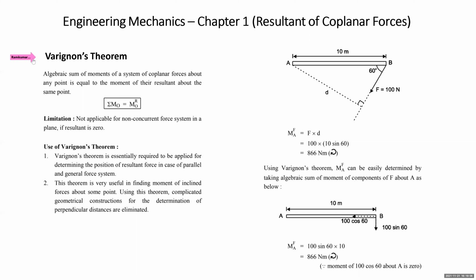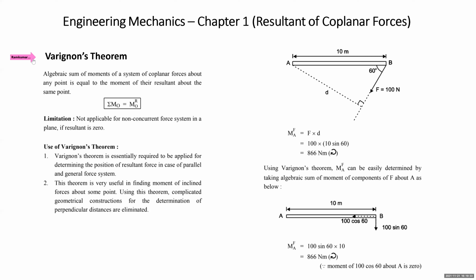What is Varignon's theorem? The algebraic sum of the moments of a system of coplanar forces about any point is equal to the moment of the resultant about the same point. Suppose the moment center is O, so I have written sigma MO. Sigma MO is the algebraic sum of the moments of all forces of the system about point O. O is the reference point. And on the right side, I have written MRO, which means the moment of the resultant about O.